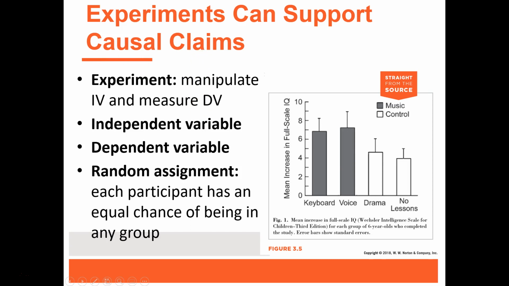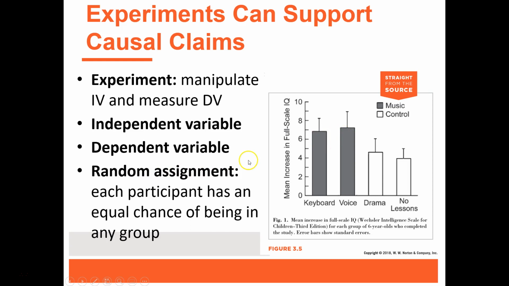Okay? And we'll talk a lot about how you design a true experiment, but again, you need an independent variable that you manipulate. And in this case, this was children who were randomly assigned to take keyboard lessons, voice lessons, drama lessons, or no lessons. So I'm manipulating the type of lesson. And then the dependent variable, what I'm measuring, is an increase in full scale IQ. So an increase in IQ. I'm wondering, does taking some kind of lesson increase children's IQ? And in this case, they did find that to be the case.